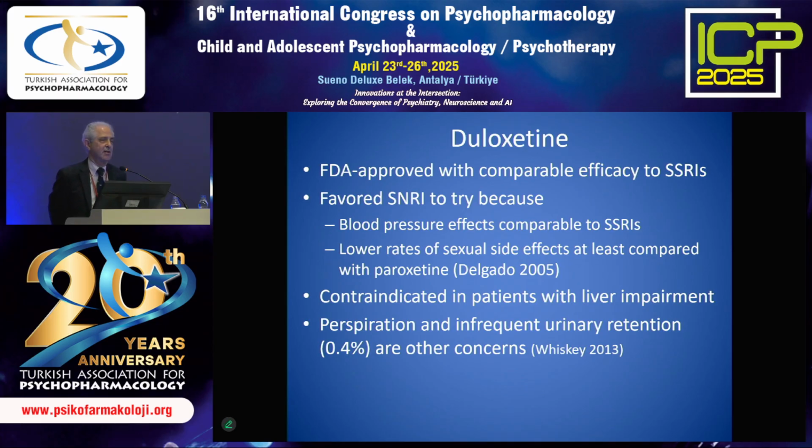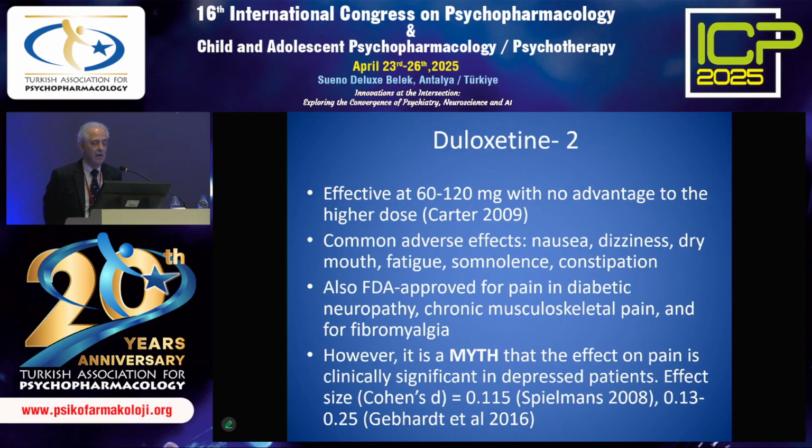Urinary retention is seen at 0.4%, not a whole lot of people, but that's not an issue with some of the other treatments for GAD, so you need to be watching it, particularly in older people who might be vulnerable to that. Dosing of duloxetine would be 60 to 120, no advantage to the higher dose in one study, and it does have some other side effects that are common: nausea, dizziness, dry mouth, fatigue, somnolence, and constipation.